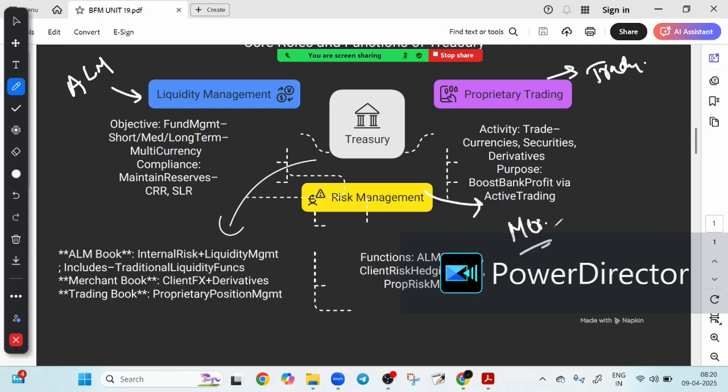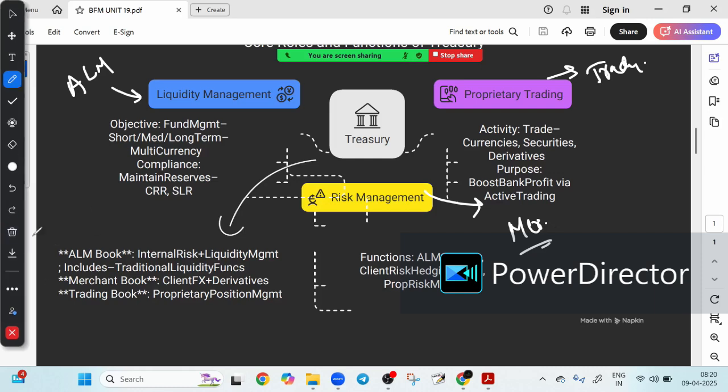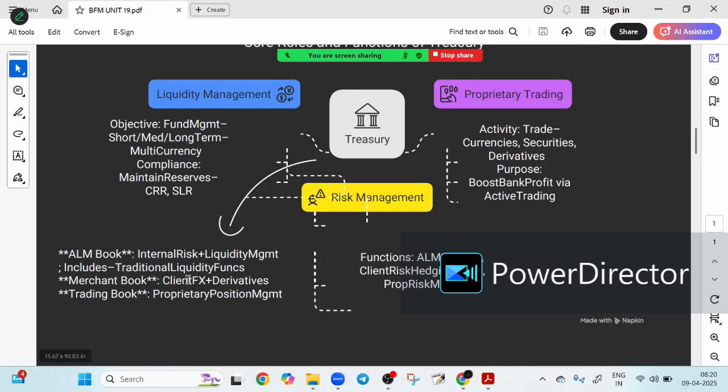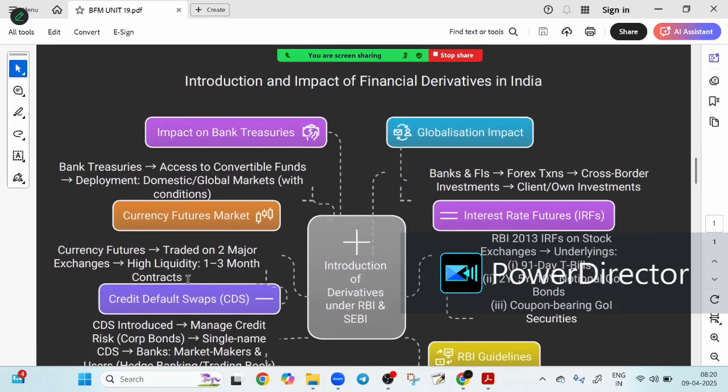Now friends, let's switch our focus to the next topic. Just wait a minute, let me show you. So friends, now let's talk about the introduction and impact of financial derivatives in India. Every aspect will be clear. Just go through this particular slide. That is our main motive, that we try to provide you every aspect in an easy to understand manner. Let's go through. So friends, financial derivatives have transformed the Indian financial landscape. Once considered complex, today they are crucial tools for managing risk, enhancing liquidity and boosting global connectivity. Let's break them down in their introduction and impact under the regulatory vision of RBI and SEBI.